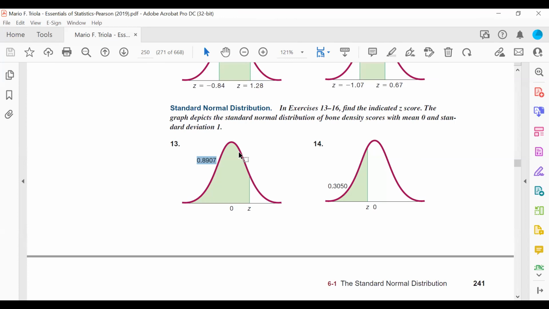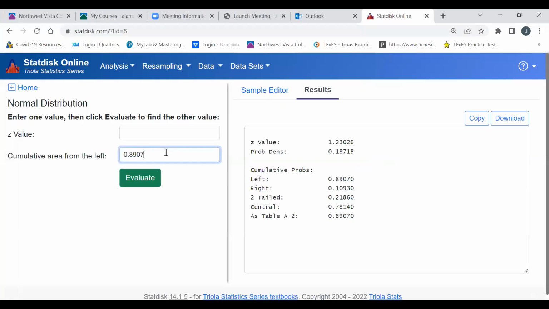0.3050. So I'm going to enter 0.3050 into StatDisk. You gotta make sure that that area is in decimal format. I forgot to tell y'all too. And so I'm gonna put 3050, enter. There's my Z value. Negative, just like we thought. Negative 0.51007. There's my answer. Simple and swift.